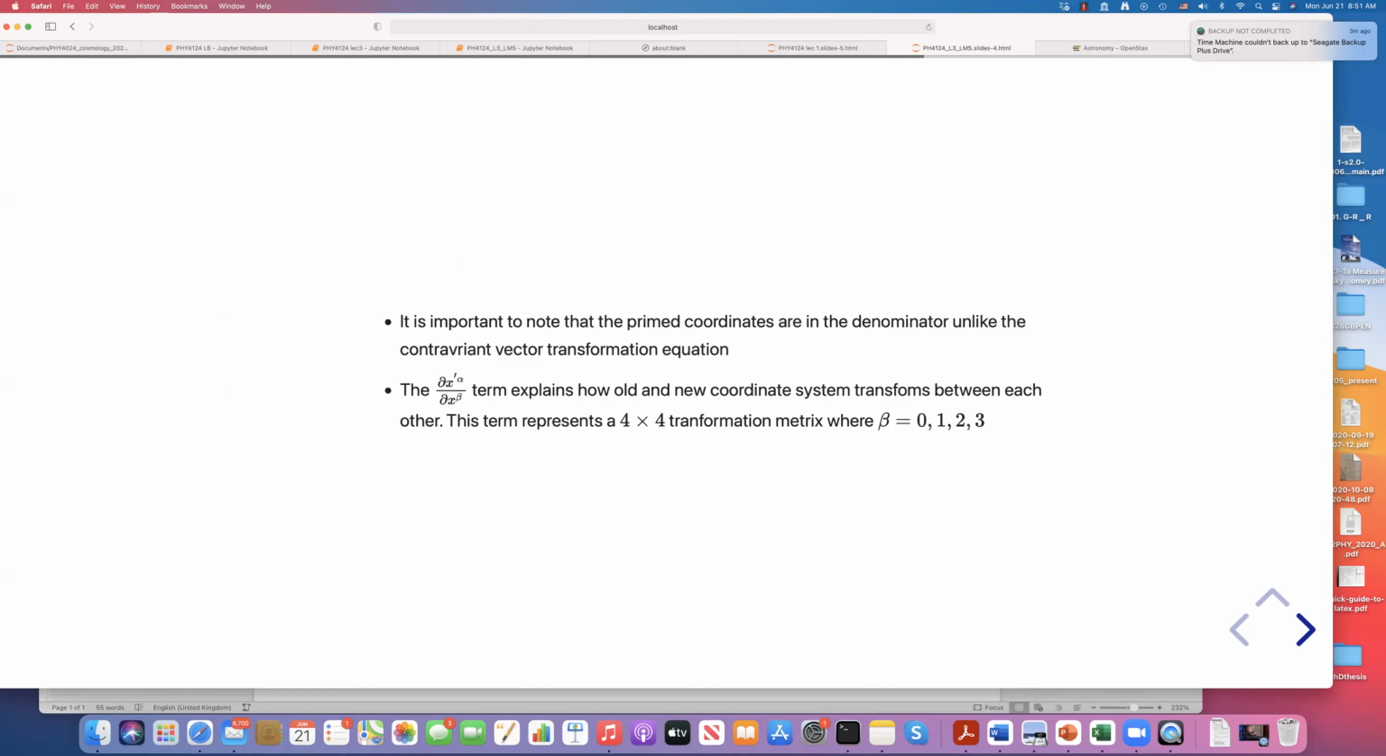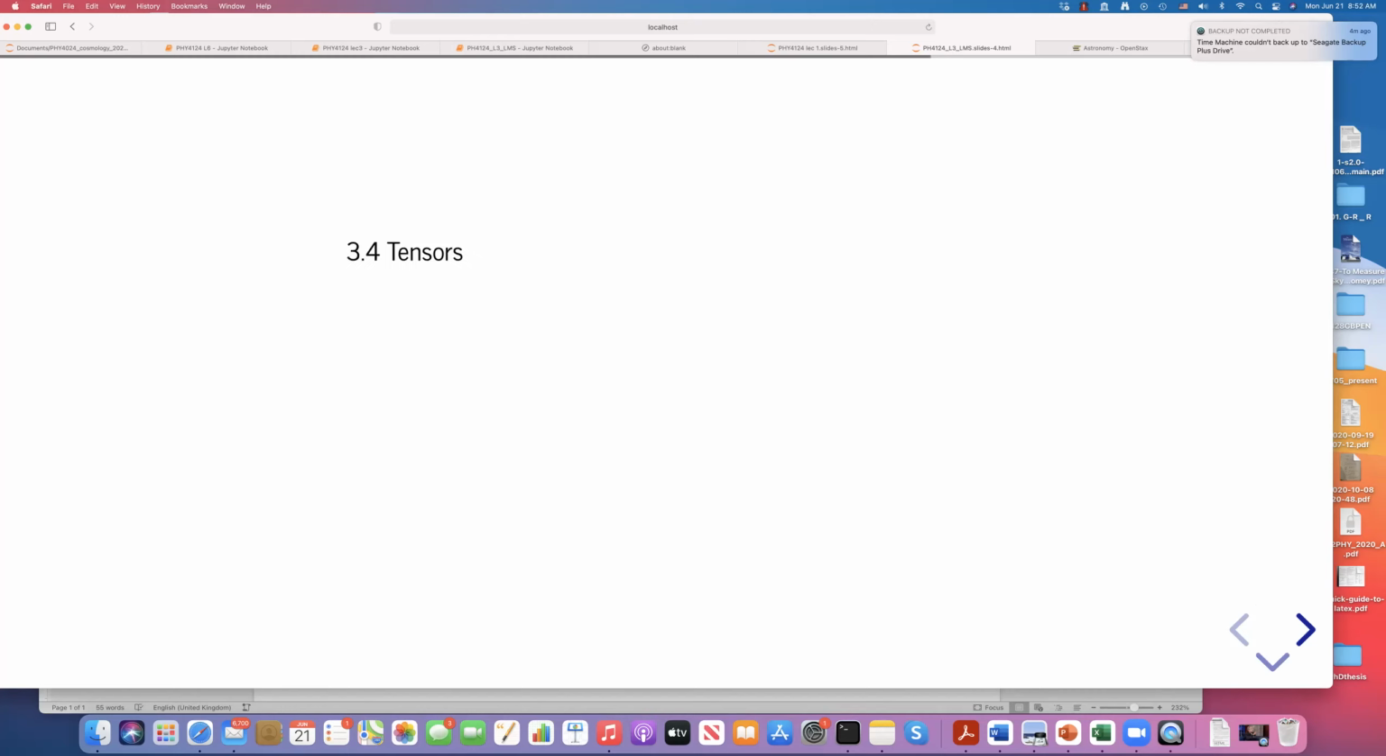There is a lot of mathematics involved here, which means that you have to do it yourself. Because of that, make sure that you complete that problem and see whether you can understand these coordinate transformations. And the next thing: we have basically talked about scalars, contravariant vectors, and covariant vectors. Now let's look at tensors as the next section.